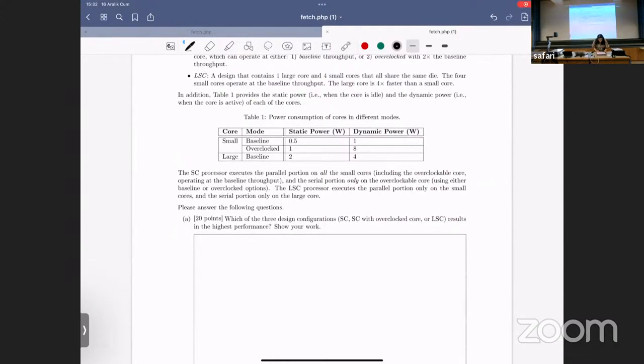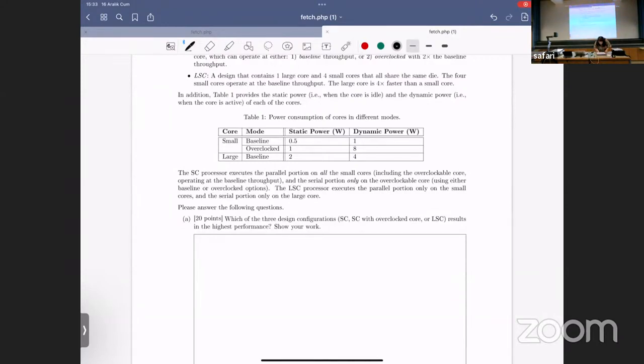The SC processor, the first configuration, executes the parallel portion on all small cores, including the overclockable core operating at the baseline throughput. So that is when we have the parallel portion. And for the serial portion, it only works on that overclockable core. But then based on the power budget we have, we can decide, should it be the baseline config of it or the overclocked config of it. So that was for SC.